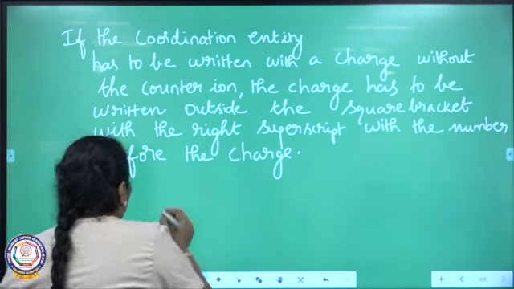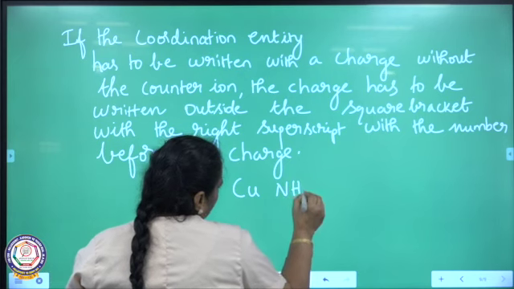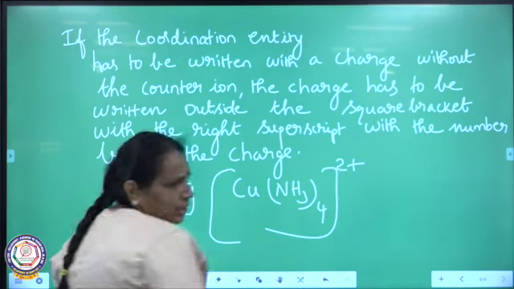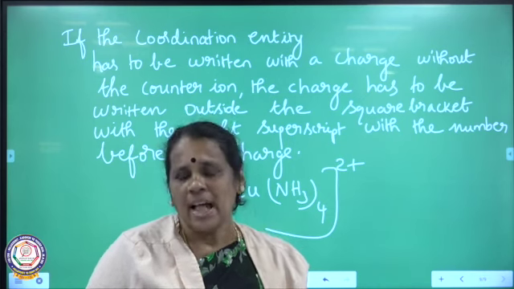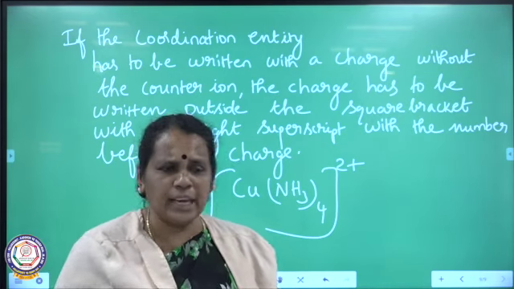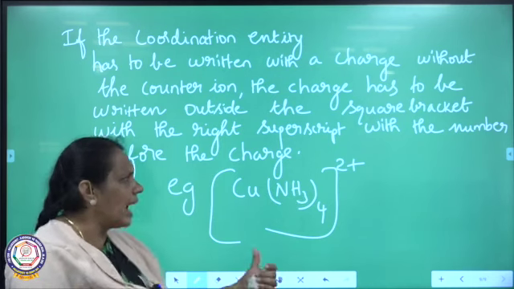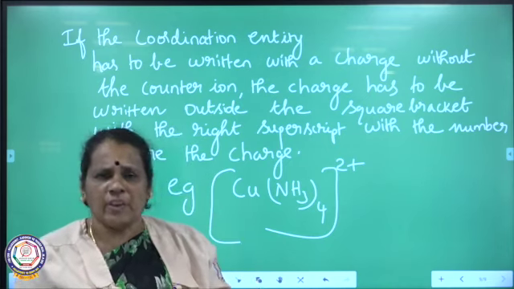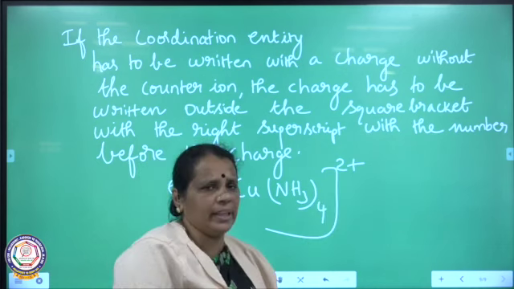For example, I am going to give you a complex like this: Cu(NH3)4 2+. There is no counter ion here. Actually, the counter ion for this complex is sulfate, SO4 2-. I have not written the counter ion, only the charged entity. I have indicated the charge, and the rule is very clear here. The charge is indicated outside the square bracket at the right superscript with the number before the sign. So I have included the number 2 before the plus sign.